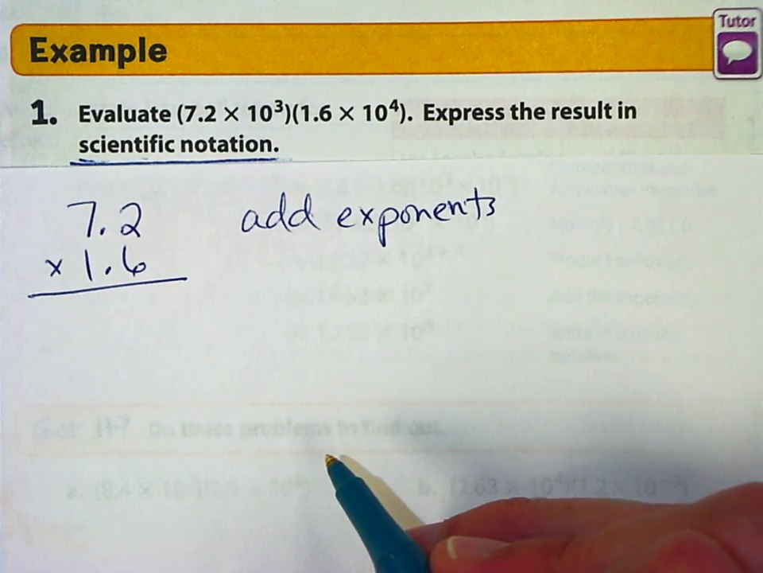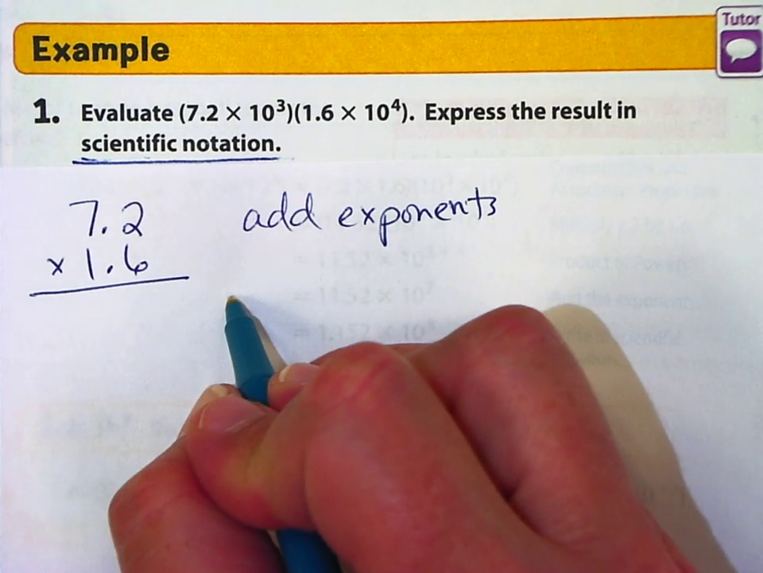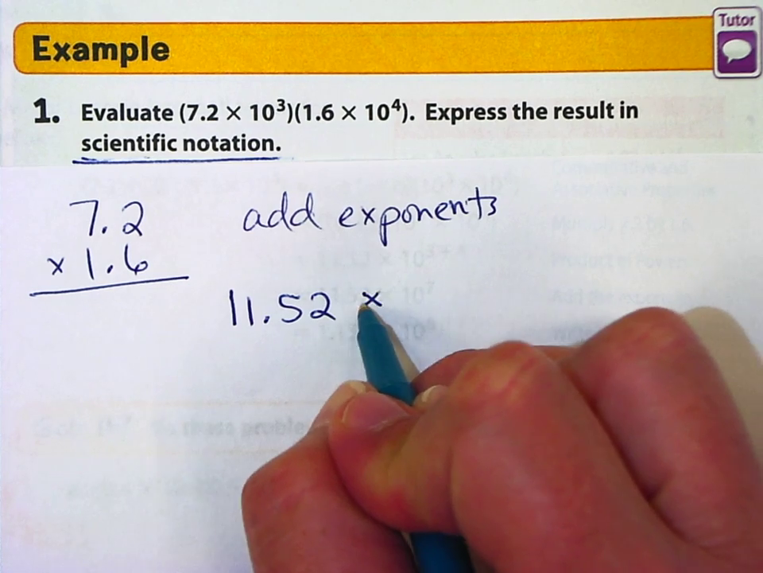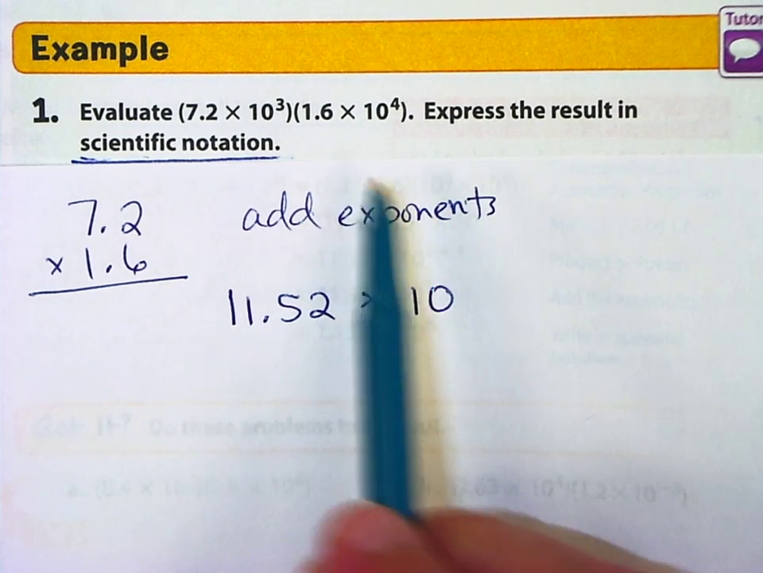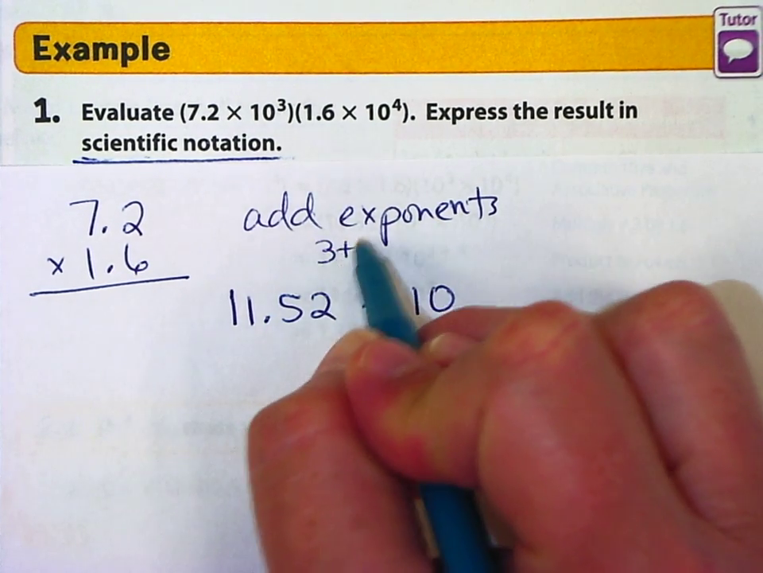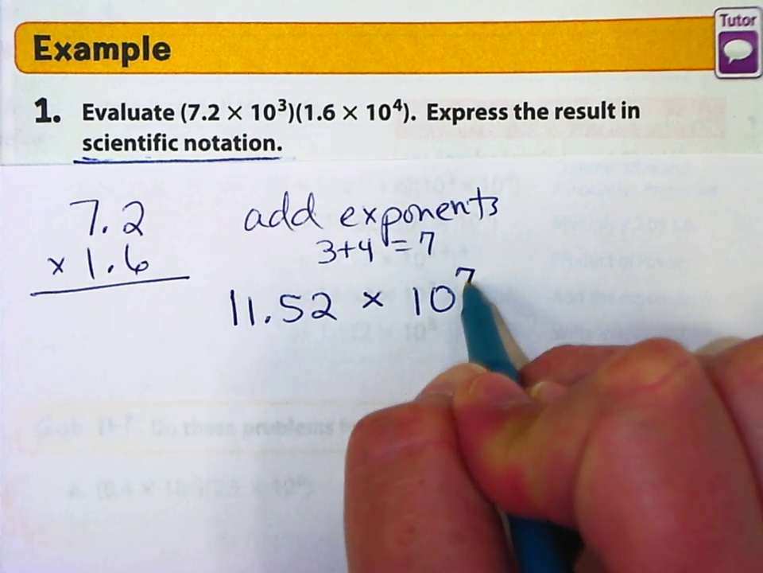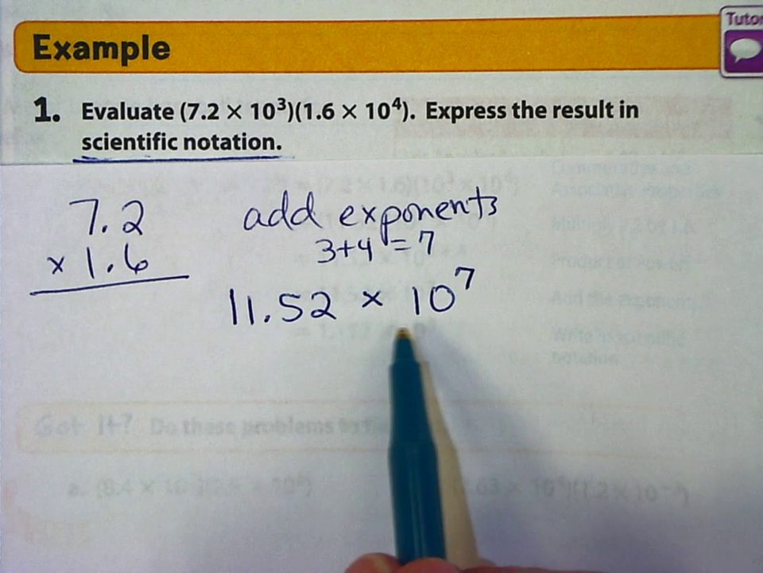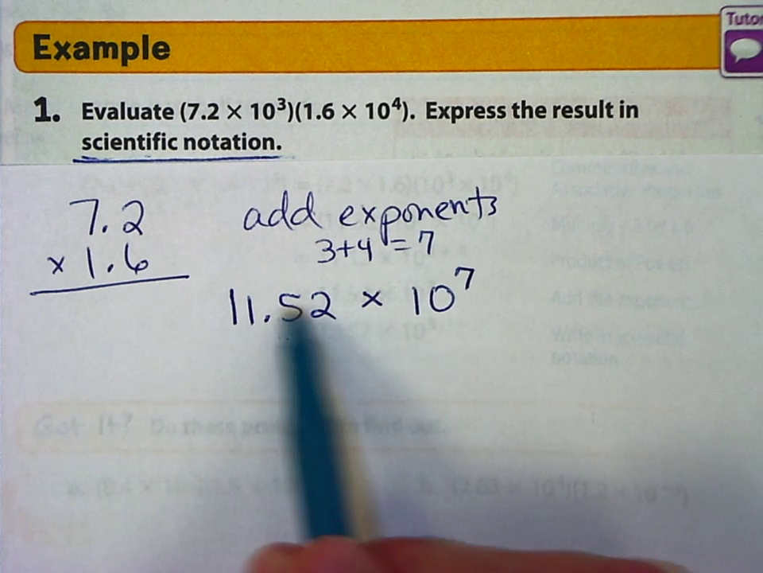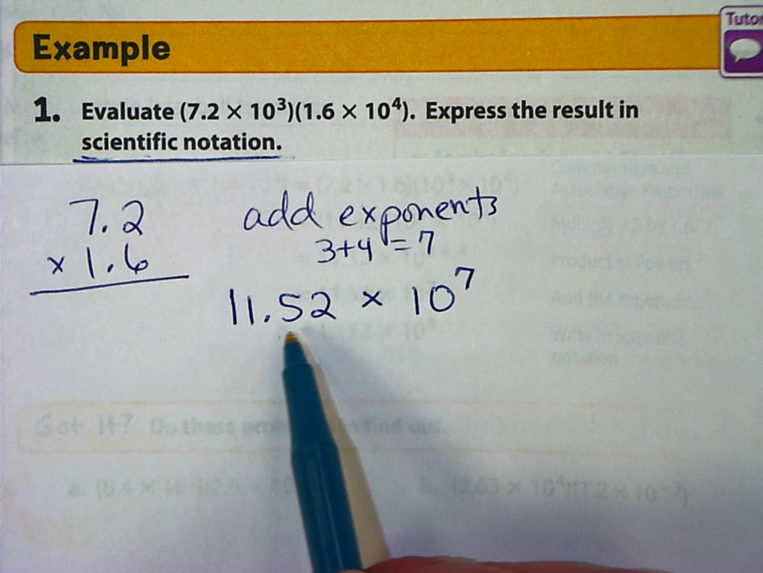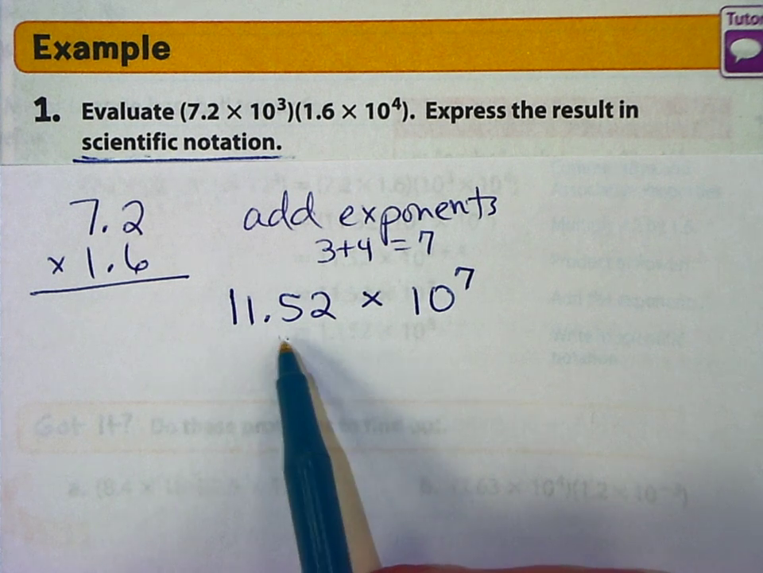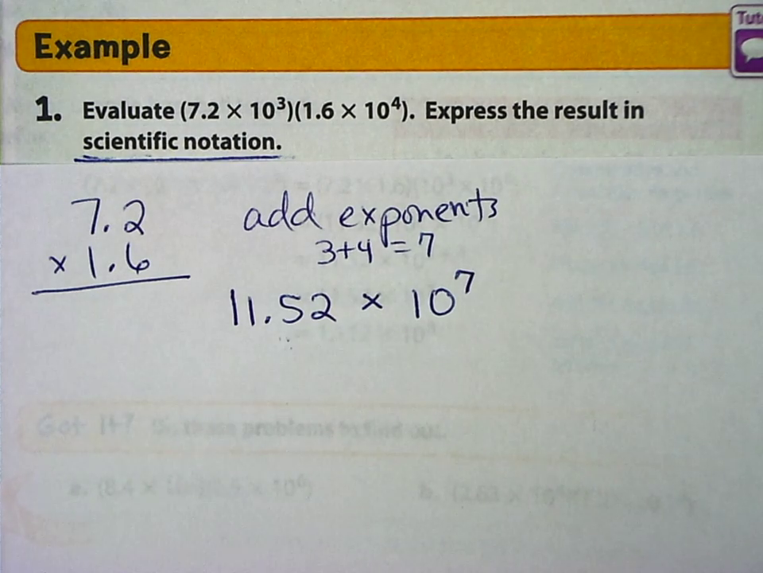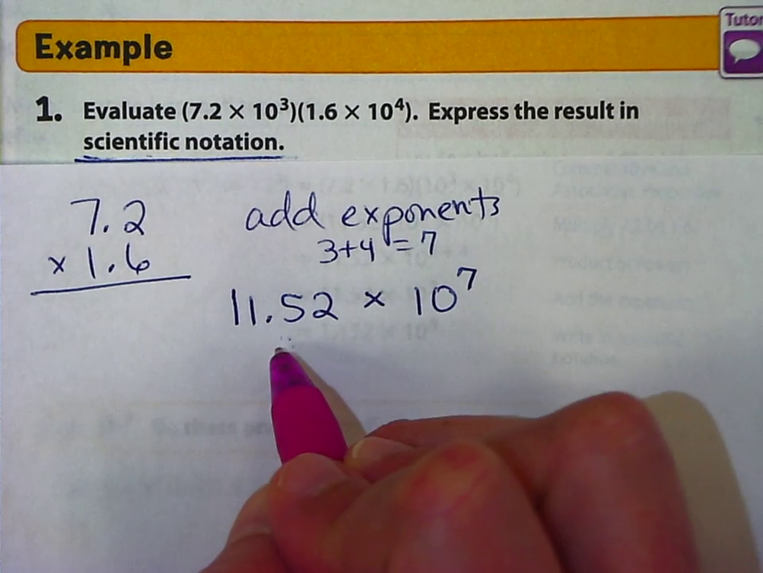Okay, so we're going to grab a calculator and multiply 7.2 times 1.6, and you will get 11.52. We're going to write times 10 to the, now we're going to add the exponents. 3 plus 4 equals 7, so that's going to be 7. So this kind of looks like scientific notation, except remember this factor in front has to be 1 or more but less than 10. So right now it's 11.52.